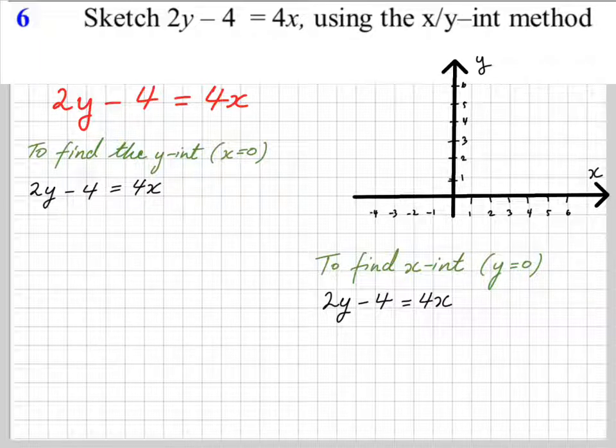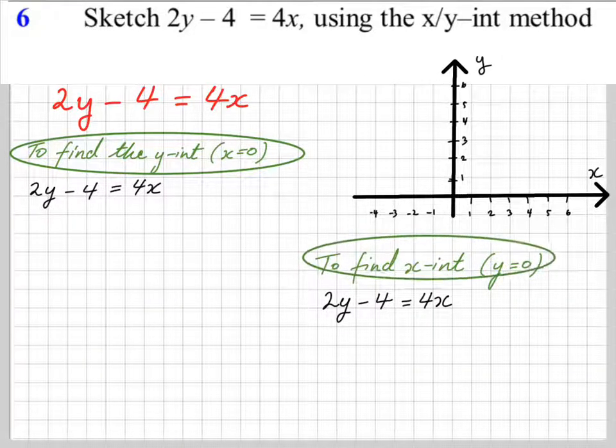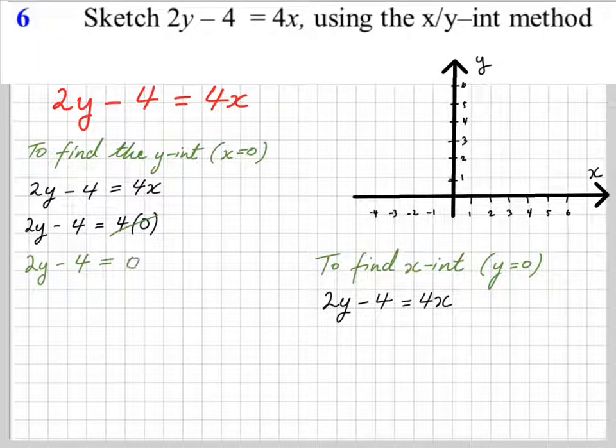So that's what we're going to try and do, and in class we learned that to find the y-intercept, x is equal to 0, and also to find the x-intercept, y is equal to 0. So now let's try and find out our y-intercept first. So we know that we need to substitute x into the equation for this one. So we'll do that. So 4 times 0. And we cancel that, so therefore we're left with 2y minus 4 is equal to 0.